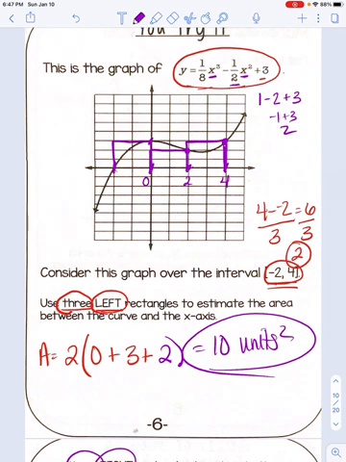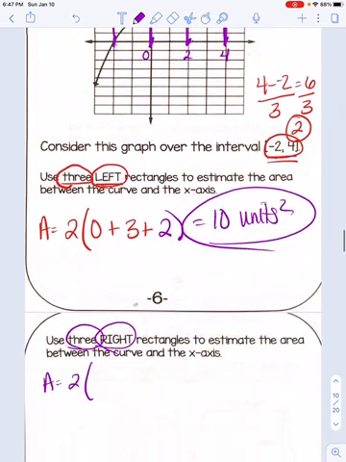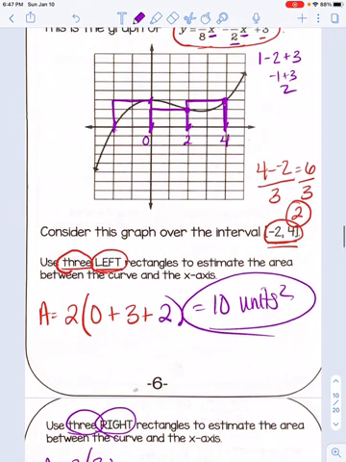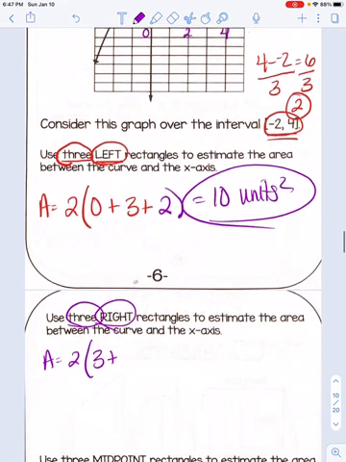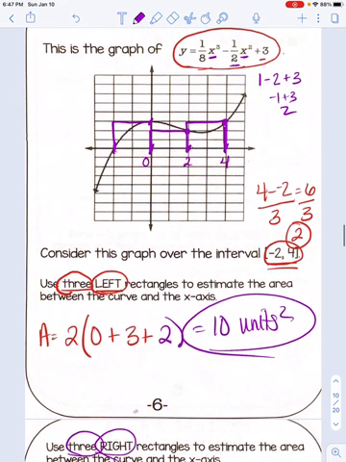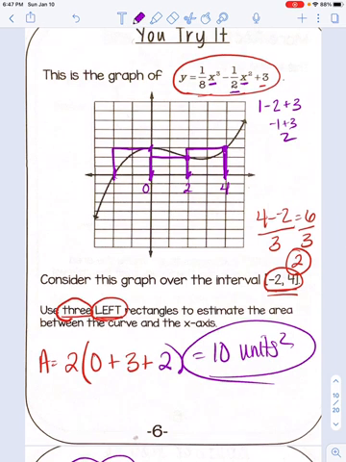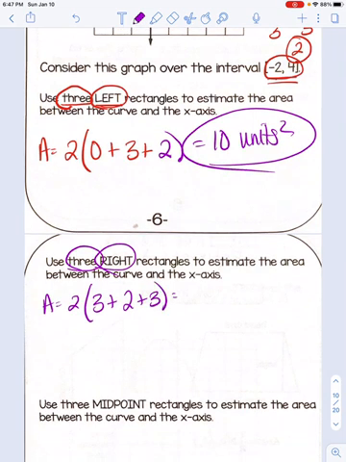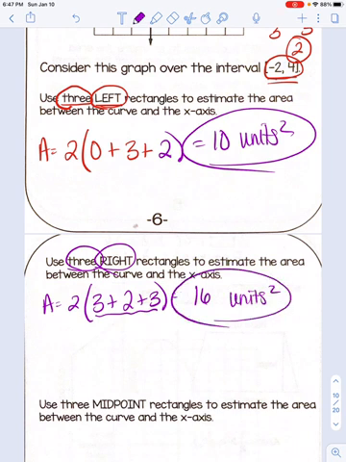So the y values I need are 0, 2, and 4. So 0 is the 3. 2 was the 2. And I need to find 4. If I plug 4 in here, 4 cubed is 64. An eighth of 64 is 8. If I plug a 4 in here, that's a 16. So it'd be minus 8. And then plus 3. So 3. That's a 5 plus 3 is 8 times 2 is 16 units squared. So I got a left hand of 10 and a right hand of 16.